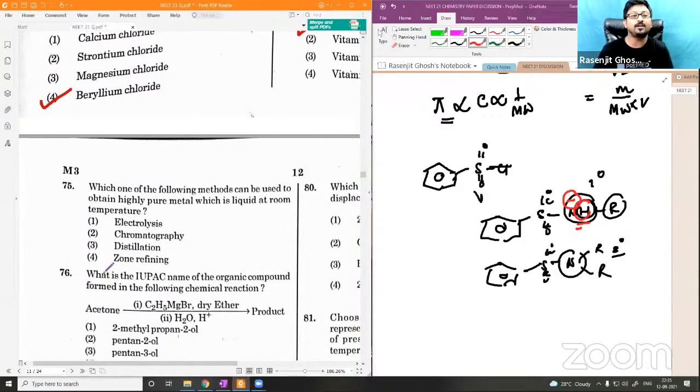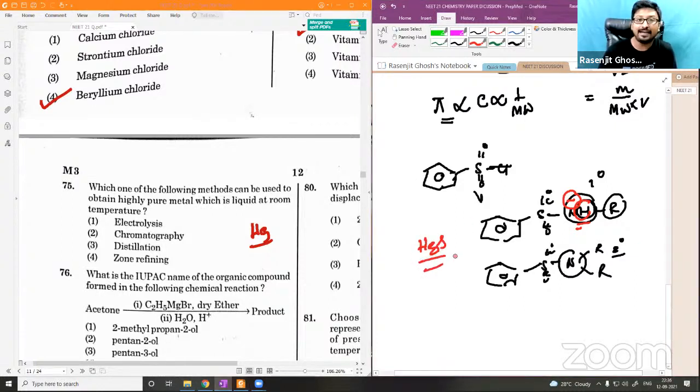Which of the following methods can be used to prepare a highly pure metal which is liquid at room temperature? Let me tell you one thing. Which metal is liquid at room temperature? We all know mercury is a liquid at room temperature. But definitely by electrolysis and zone refining, you cannot refine mercury, because mercury stays as mercury halide as an ore.